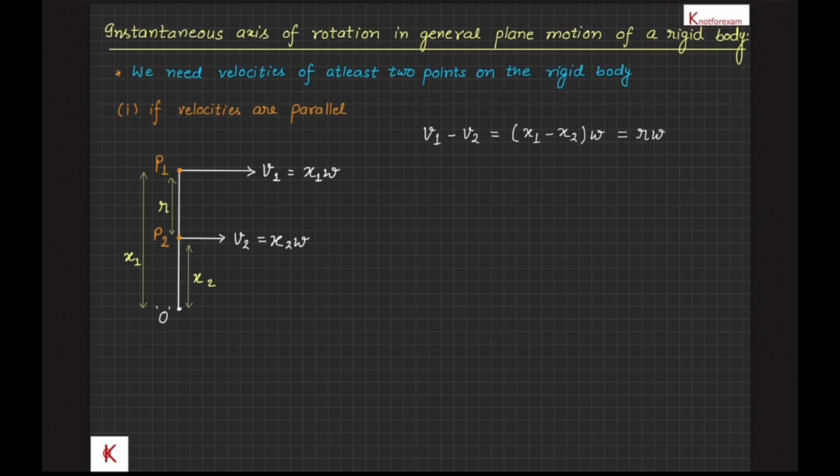Then v1 is x1 omega and v2 is x2 omega, and v1 minus v2 is equal to (x1 minus x2) omega, that is r omega, where r is the distance between the 2 points, that is x1 minus x2. Therefore, omega is (v1 minus v2) upon r, and x2 comes out to be v2 upon omega, that is v2 r upon (v1 minus v2), and this gives the location of axis of rotation.